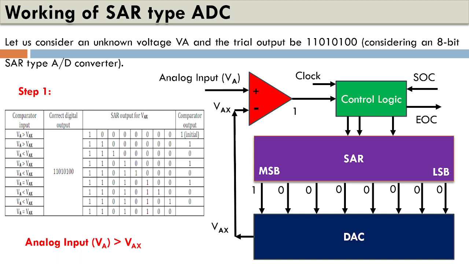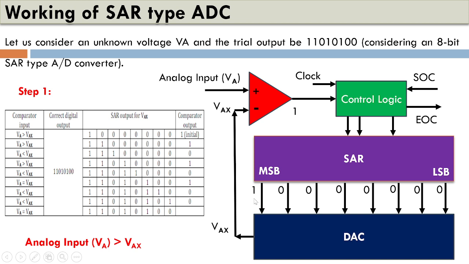Now we assume that a start of conversion has already been given to the control logic. The clock is already running inside the A to D converter. Now, as per the SAR process flow, the most significant bit has been set to 1. This digital value, which is presently the input to the DAC, will provide a Vax.